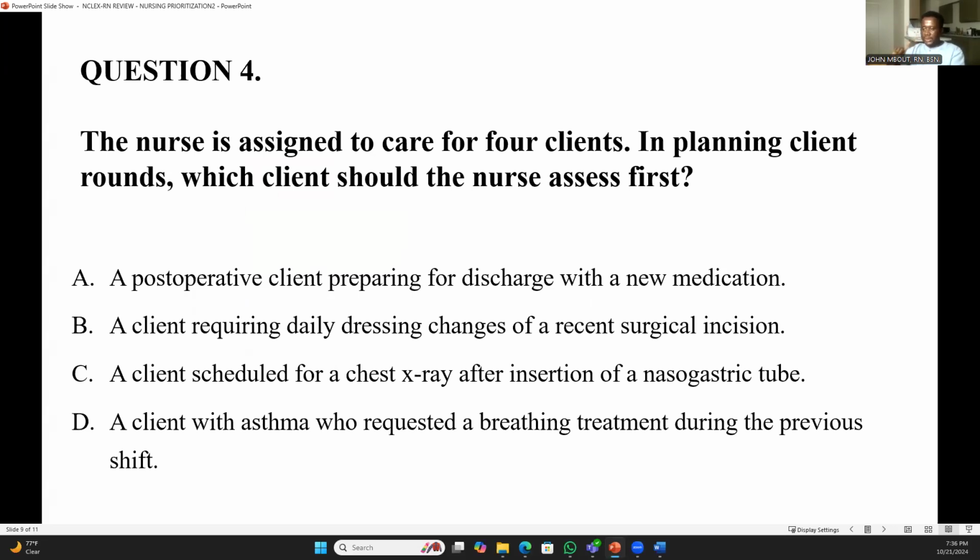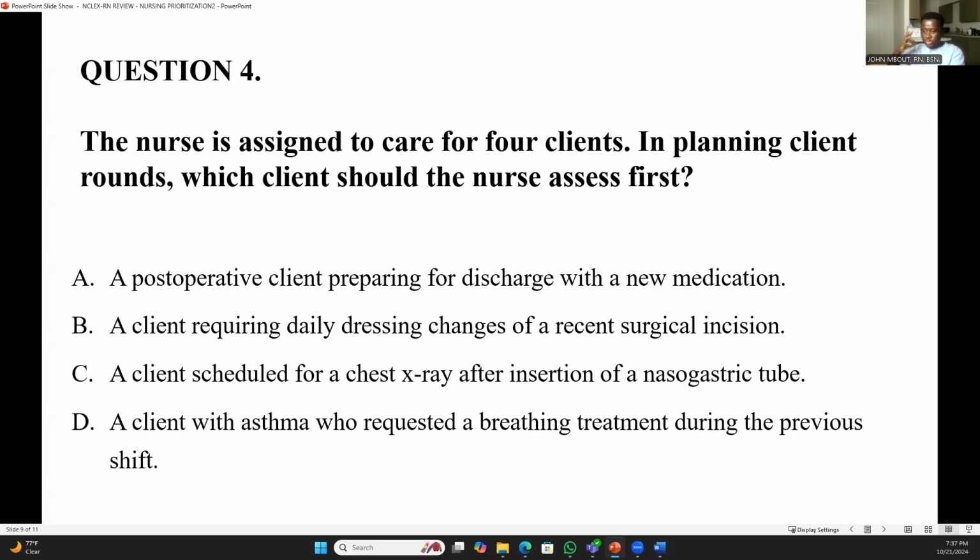A, a post-operative client preparing for discharge with a new medication. B, a client requiring daily dressing changes of a recent surgical incision. C, a client scheduled for a chest x-ray after insertion of a nasogastric tube. D, a client with asthma who requested a breathing treatment during the previous shift.